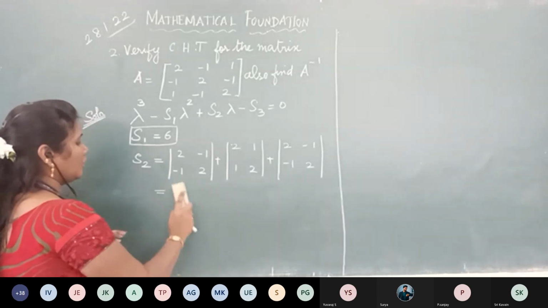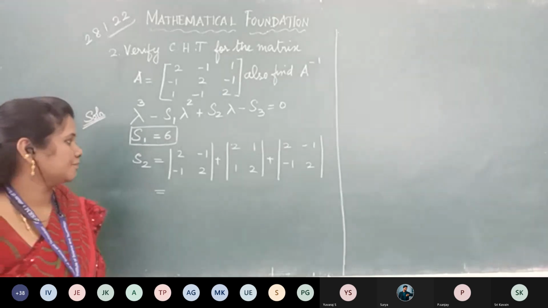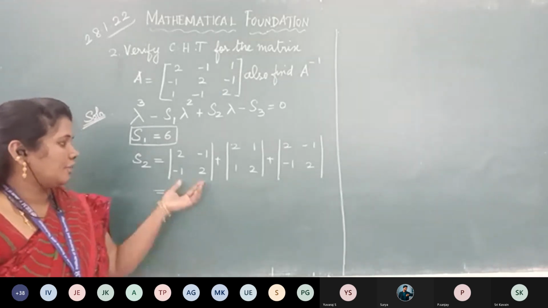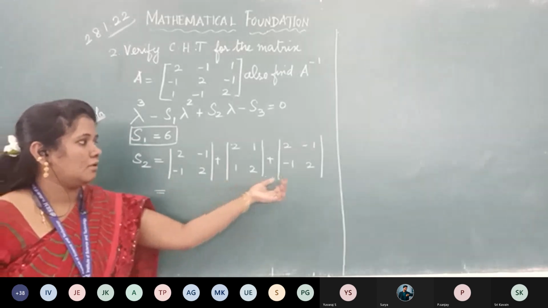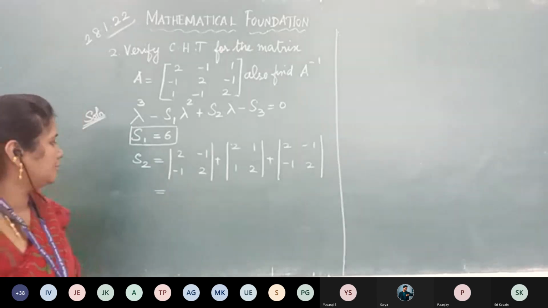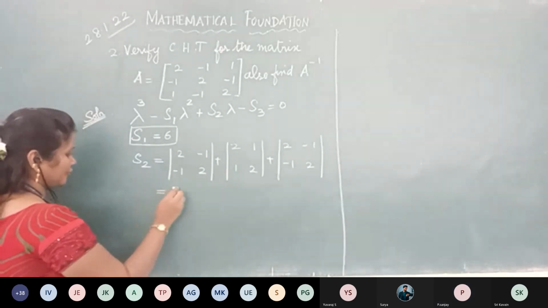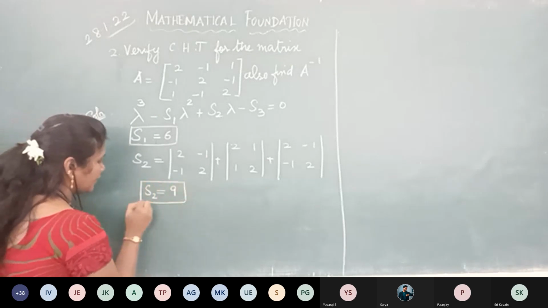So what do you get? What is your S2? From here we are getting 3. Here also it is 3. Here also you get 3. So what is your S2? 9. Very good. So we are getting your S2 to be 9.